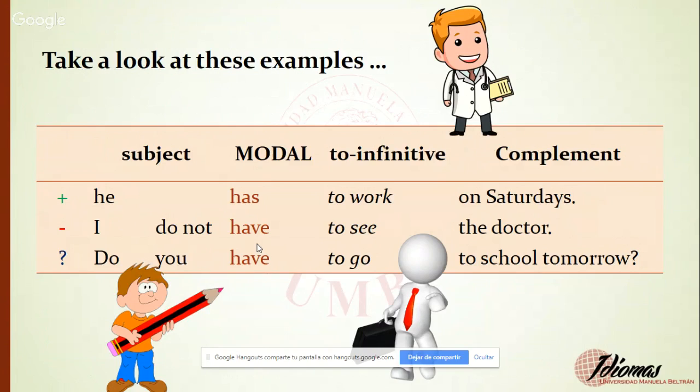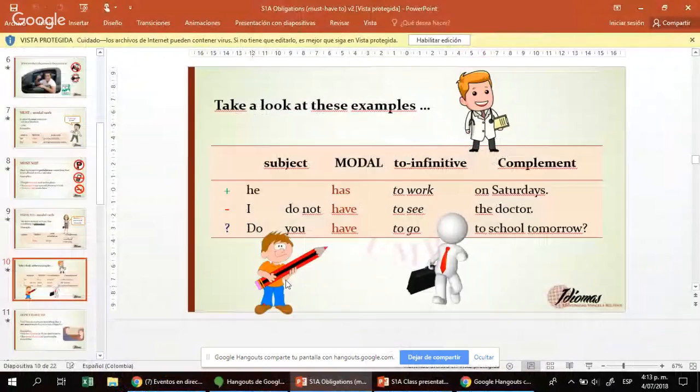Have we use with the pronouns I, you, we, and they. Has we use with she, he, and it. In negative, we use don't or doesn't for he, she, it. For questions, we use do and does in the first place. So this is the grammar.